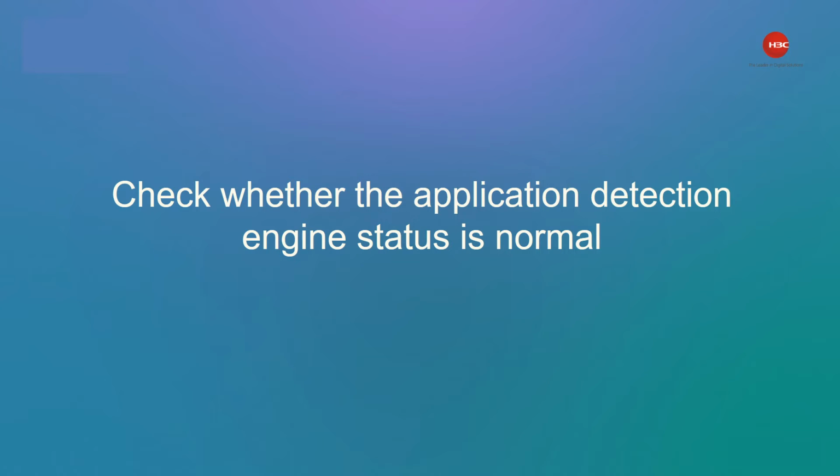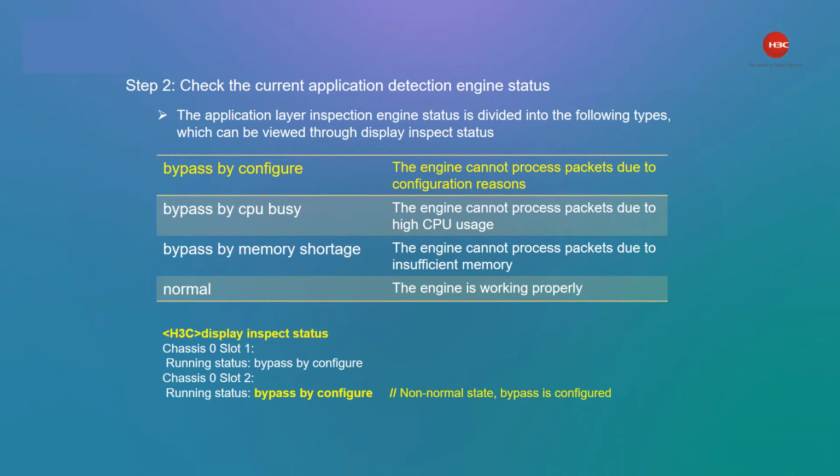After confirming that the signature database on the device is the latest version, we need to check whether the application layer engine status of the device is normal. You can view the current running status of the application layer detection engine through display inspect status.